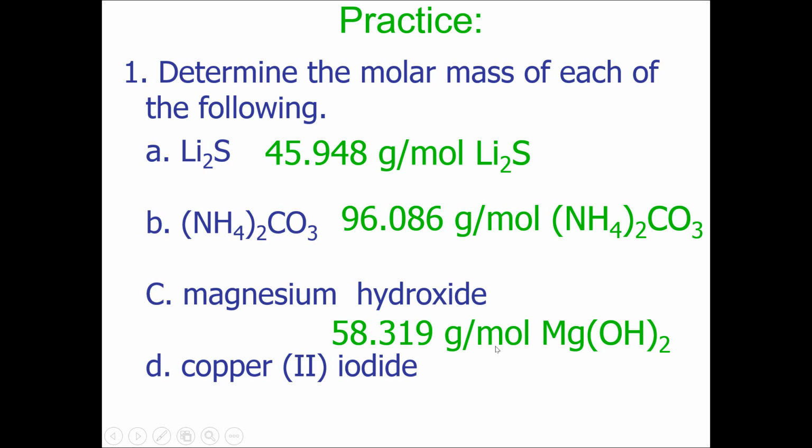And then finally, copper 2 iodide, I have 317.354 grams per mole of CuI2. If you didn't have the correct formula for copper iodide, like if you thought that 2 was the subscript for copper, you also would have the wrong molar mass. So this is one of the reasons why it was important to know how to write formulas in the last unit.